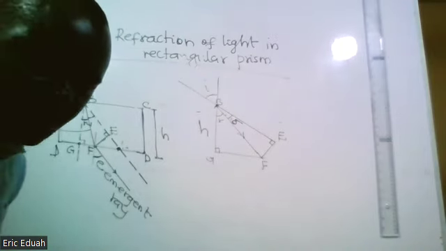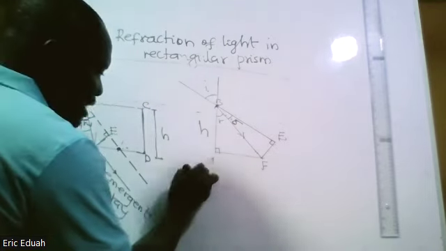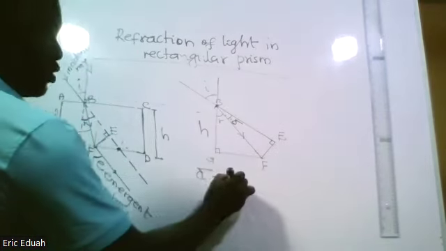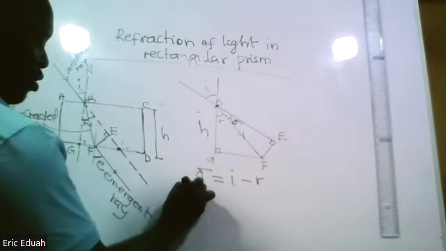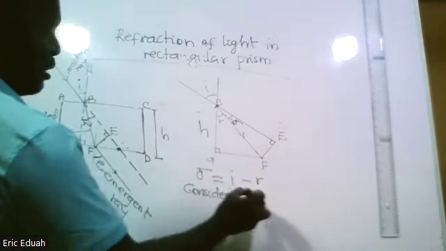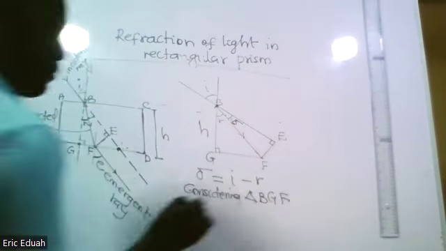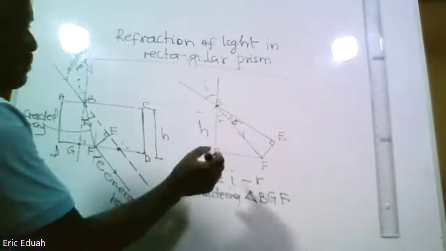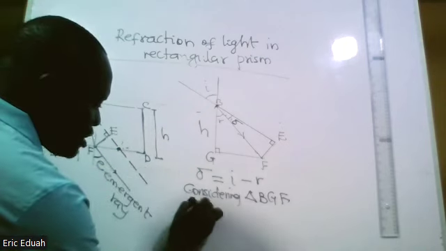Is it understood by all? All right, so sigma, which is the angle of deviation, is equal to I minus R, the angle of incidence minus the angle of refraction. Now, considering triangle BGF, when we take the cosine of R, cos R.